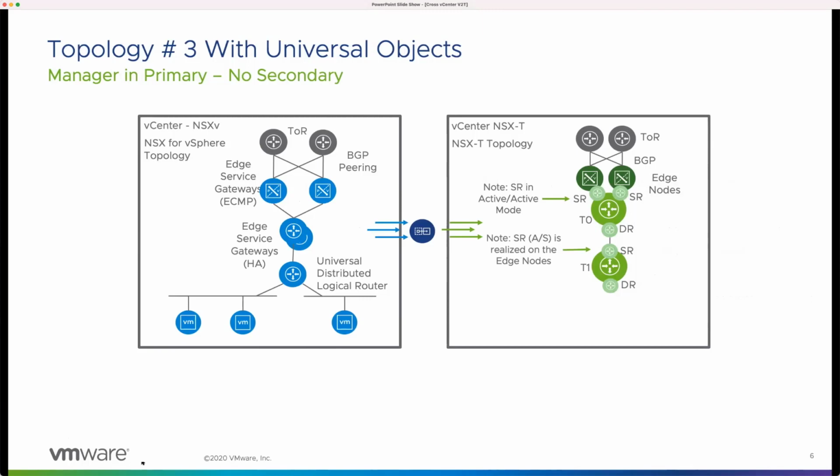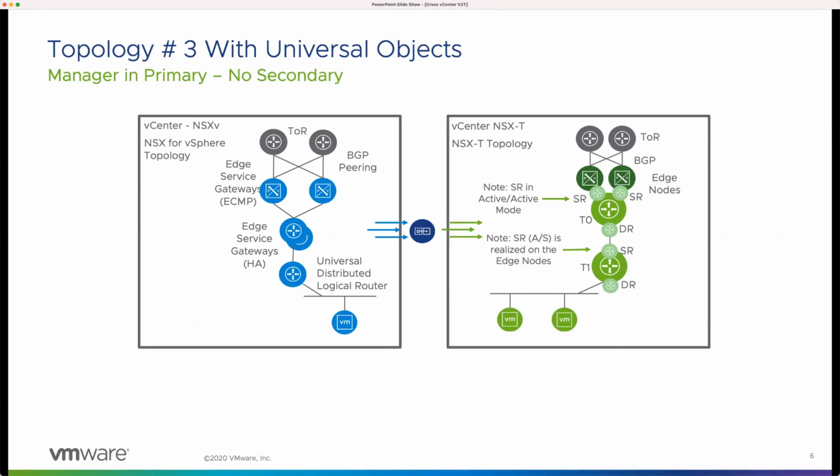So there are different topologies that you can use for the Migration Coordinator, and today we're going to talk about topology number 3. I just wanted to give you an overview of what that topology is going to look like, because we do have a demo on it a little later on. Here I have an NSX for vSphere environment with a manager in primary mode, no secondary NSX for vSphere manager. And we'll be migrating in the same data center from V2T.